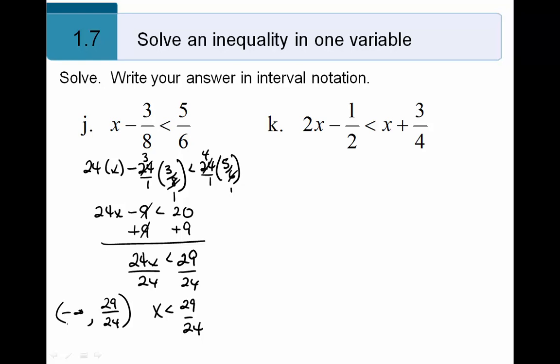Moving on to k, once again I see we have fractions. Denominators of 2 and 4 share a least common multiple of 4, and so we must multiply each term in this inequality by 4, and there are 4 terms.